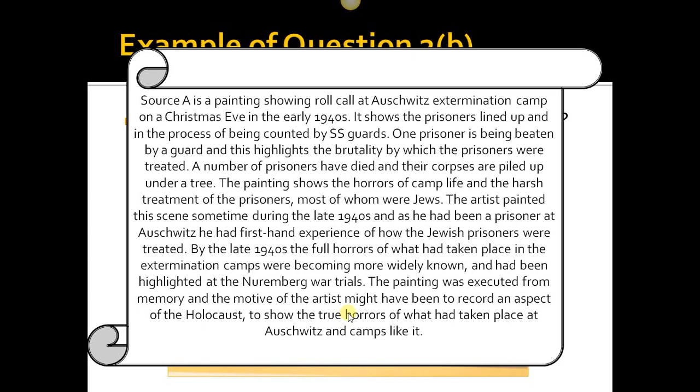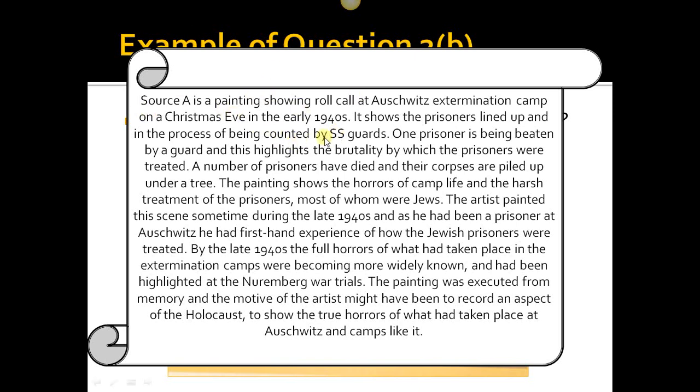Source A is a painting showing roll call at Auschwitz extermination camp on a Christmas Eve in the early 1940s. As you can see, it's mentioning early 1940s. Be very careful there. He hasn't come in and said that it took place in the late 1940s. That couldn't have happened. The camps were, as I said, liberated. They were either destroyed by the Nazis themselves. But anyway, that's going into content more than anything. Let's stick to this answer.